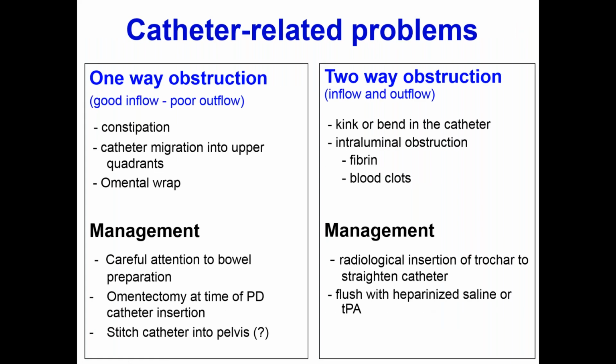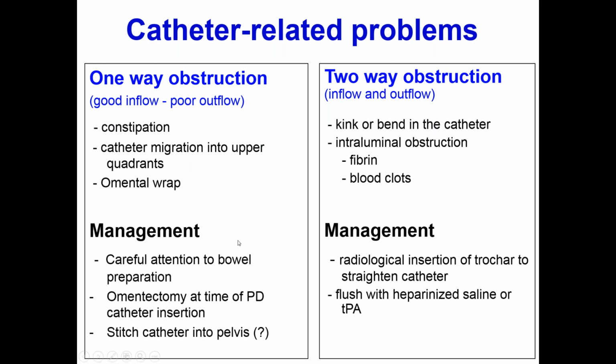These can be associated with a one-way obstruction. That means you have a good inflow of fluid but a poor outflow. Or you could have a two-way obstruction where both inflow and outflow are a problem. Looking at one-way obstruction, this could be because of constipation, which is by far the commonest reason. It may be because of catheter migration into the upper quadrants of the abdomen, and again, this itself could be because of constipation. And thirdly, it could be because of an omentum wrap, where the omentum has bunched up tightly against the end of the catheter, just like the picture I showed you.